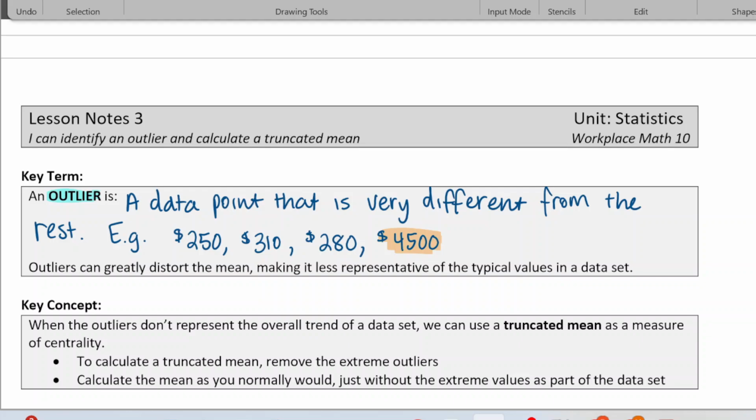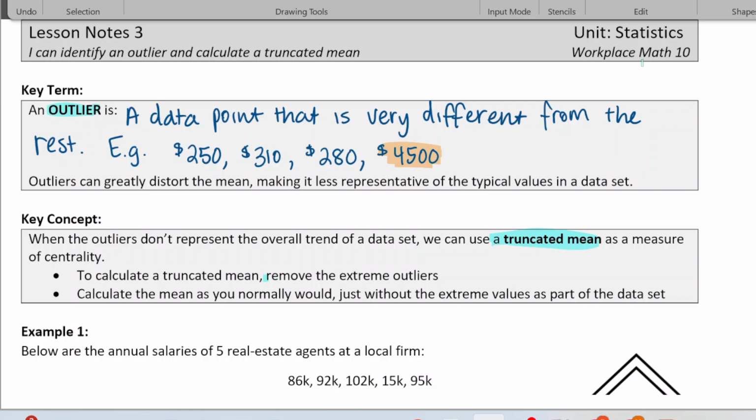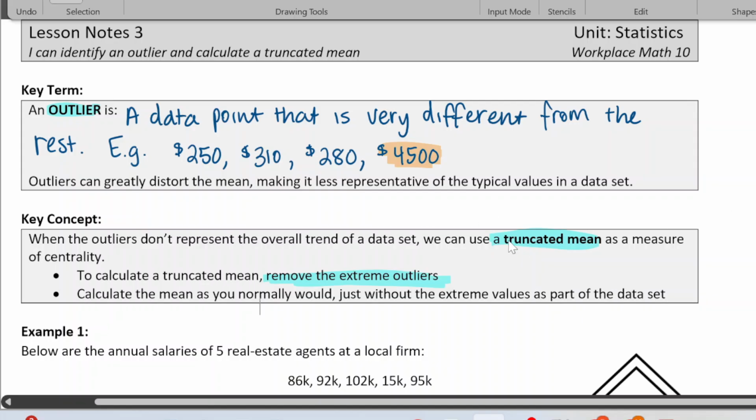Okay, what we have to be careful of is outliers can really distort the mean. They can make the mean look really different from most numbers in the data set. So what we want to do in this case, if we have a data set with an outlier, is calculate something called the truncated mean. To calculate the truncated mean, we just remove any extreme outliers that would change the mean a lot. Okay, so let's look at some examples of how we would do that.